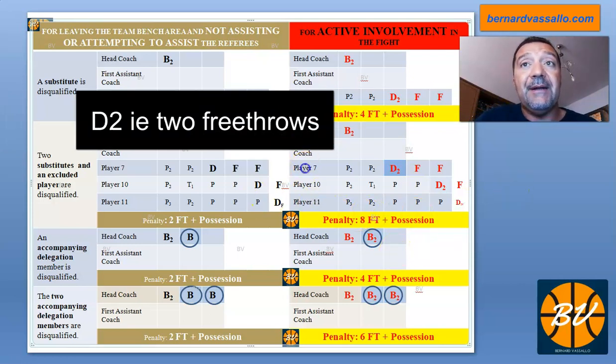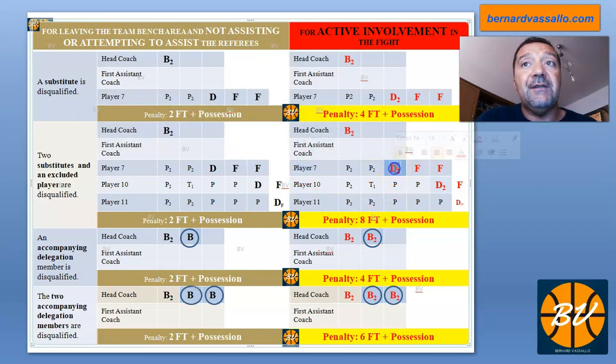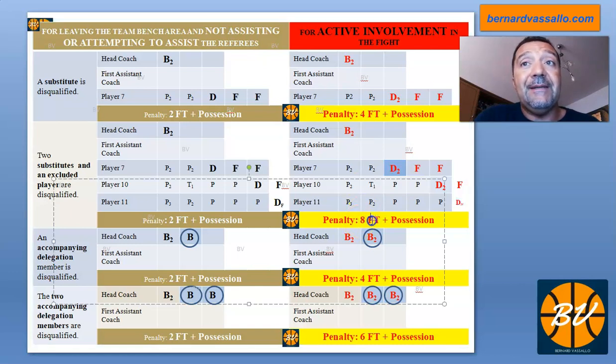As you could see, player number 7 here would have a D2 because there was active involvement in the fight. Player number 10, D2. Player 11, also D2. Apart from the fact that the coach will always receive an indirect technical foul, a B2 technical foul, for not controlling his team members. Therefore, in this situation, we would have a penalty of 8 free throws and possession for the other side. Okay, therefore, this would be 8 free throws.